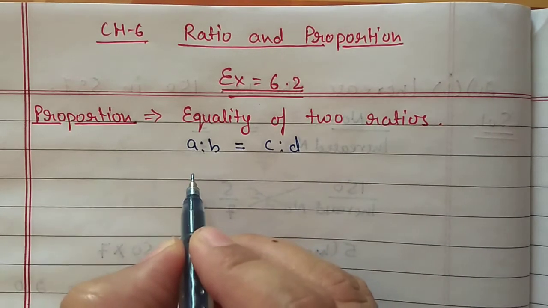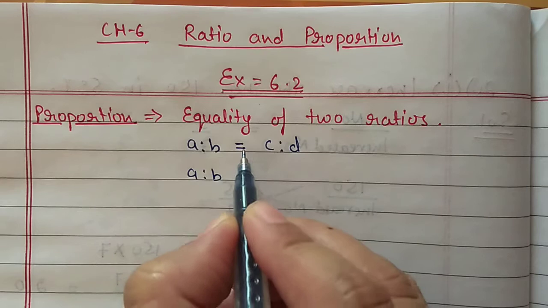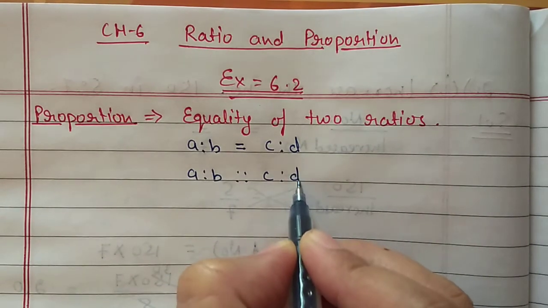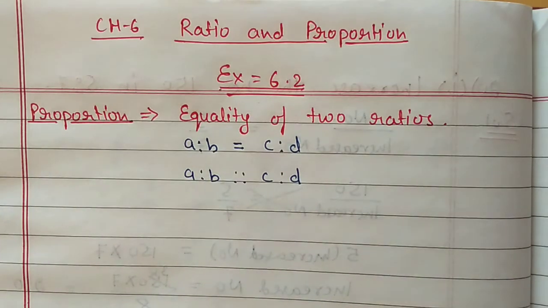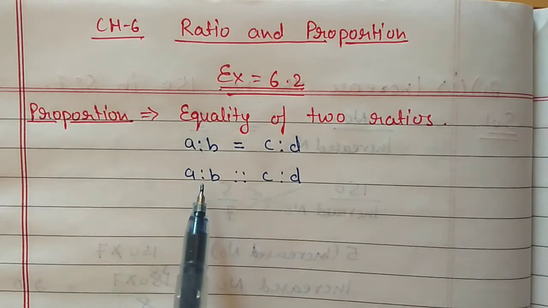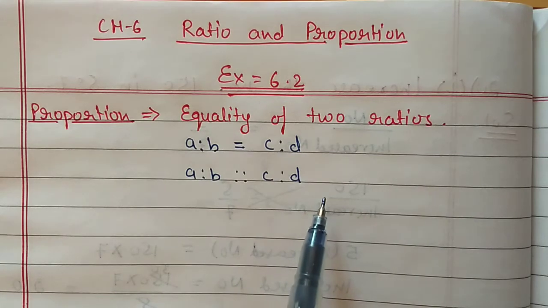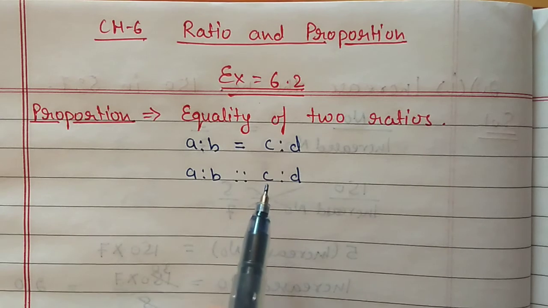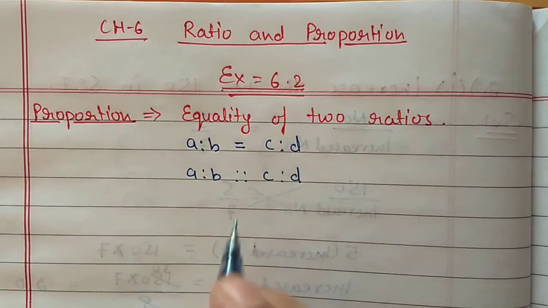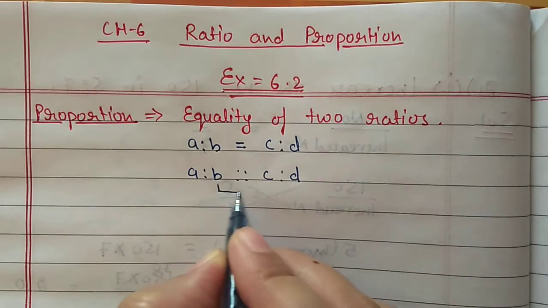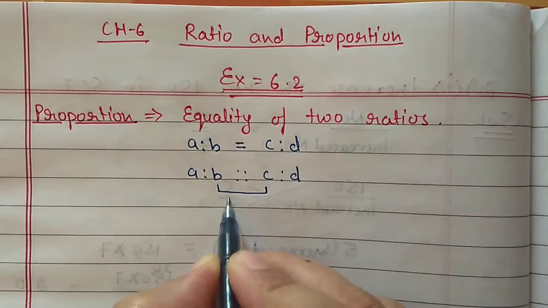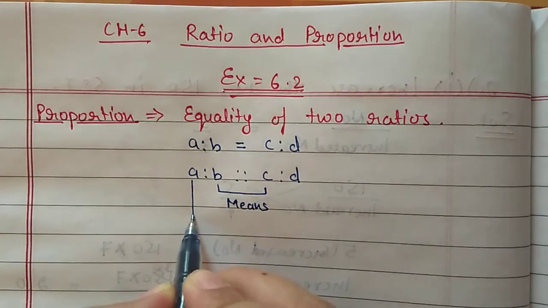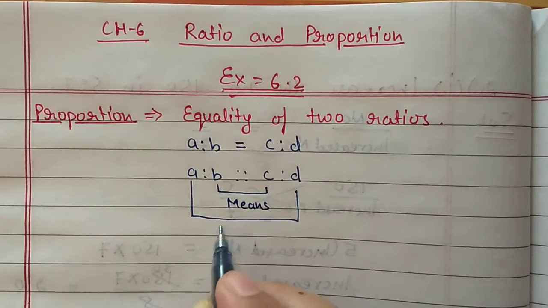These we can write like this also, A ratio B, in place of the equal to symbol, 4 dots also we can write. These four quantities A, B, C and D we will call the terms of proportion. This is first term, second term, third term and fourth term. And these two middle ones we can call means, which are coming in the middle. And these two, first and last, we will call as extremes.